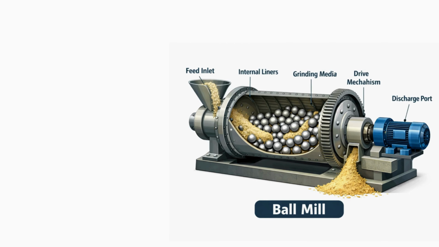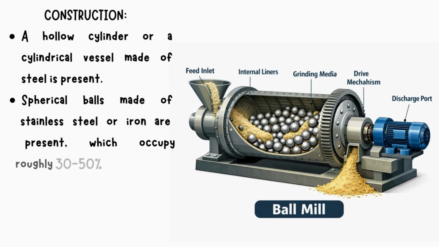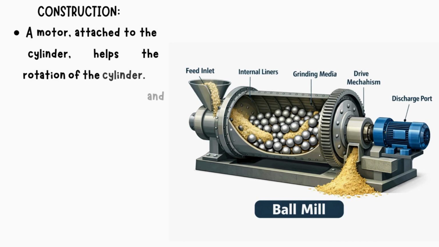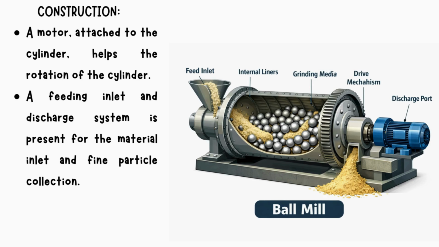Let's see the construction of ball mill. Ball mill consists of a rotating cylinder or cylindrical vessel. Inside the cylinder stainless steel balls are kept. Those balls occupy nearly 30 to 50% of the mill's volume. A motor is attached to the cylinder, which helps in rotation of the cylinder. A feeding inlet and discharge system is also present for material inlet and fine particle collection.